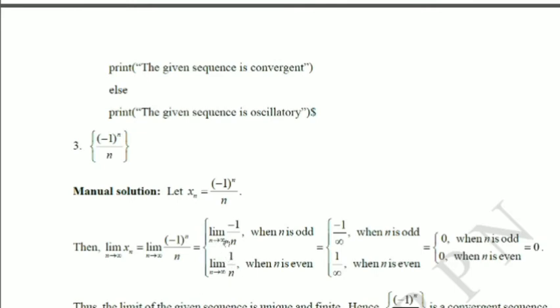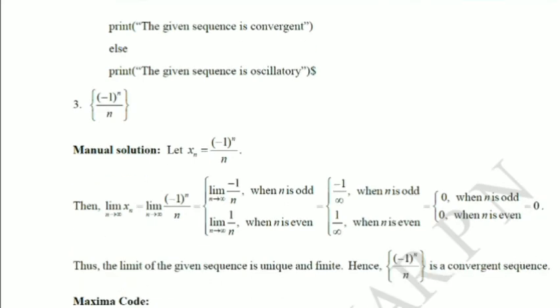Now apply the limit. When n equals infinity, you will get minus 1 by infinity. But 1 by infinity is 0. And when n equals infinity, this also becomes 1 by infinity. So in both cases we are getting 0. Therefore in all cases, the limit tends to 0 only. Therefore 0 is a finite and unique limit. Hence the given sequence is a convergent sequence.